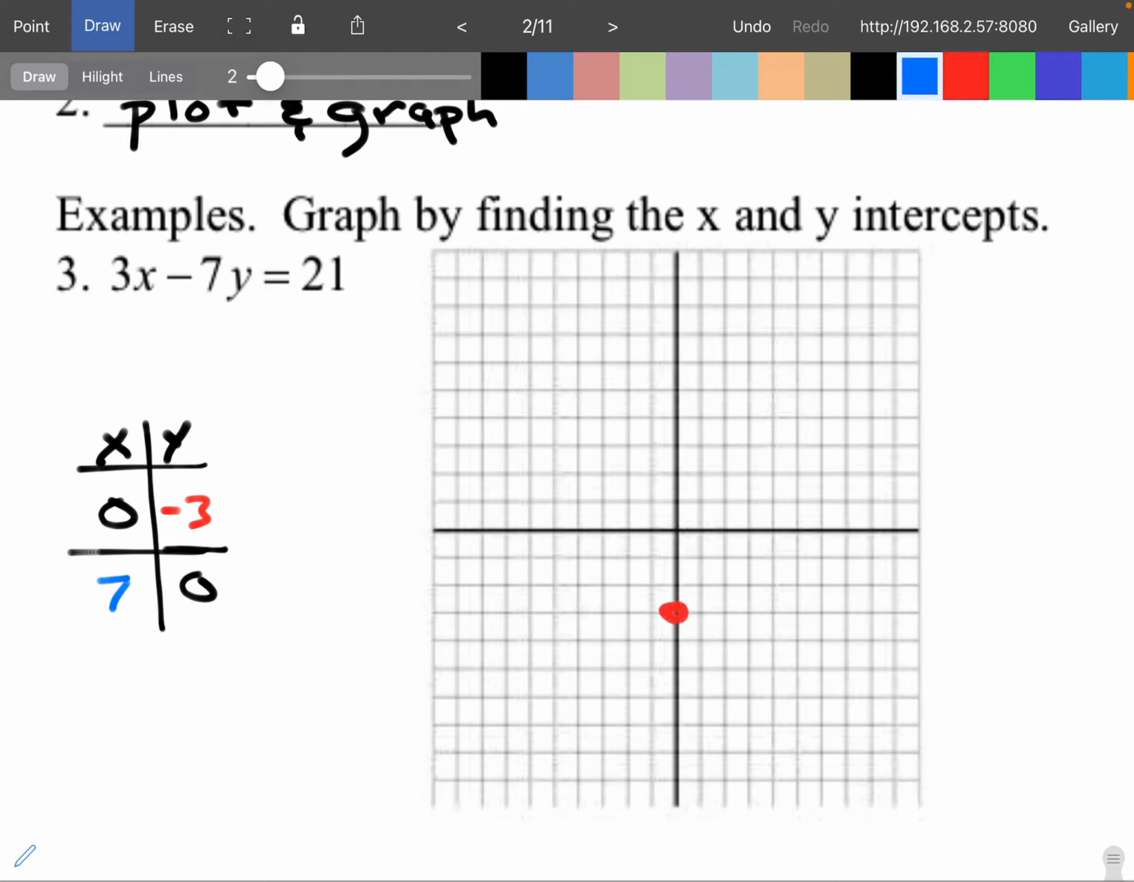All right, so then we just got to plot those 2 points. And let me get rid of this stuff right here. All right, so we're going to plot those 2 points. So the first one in red there, we got 0, -3. So that's 0 left or right and 3 down. So that's right there. And then in the blue there, we got 7, 0. So that's 7 to the right, 0 up or down. So we got 3, 4, 5, 6, 7. Wait, hold on. 3, 6, 7 right there, I think.